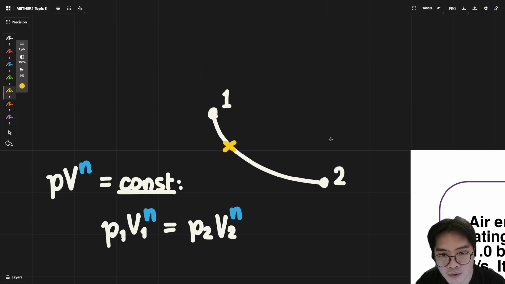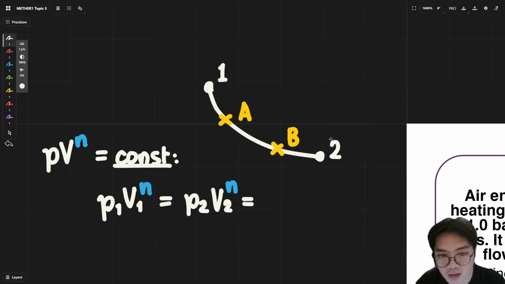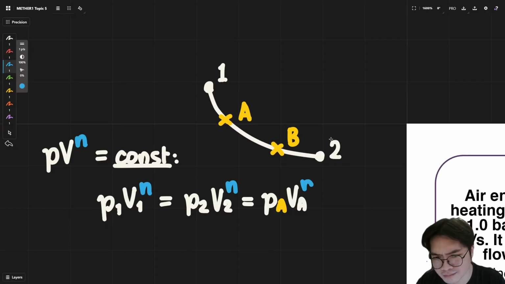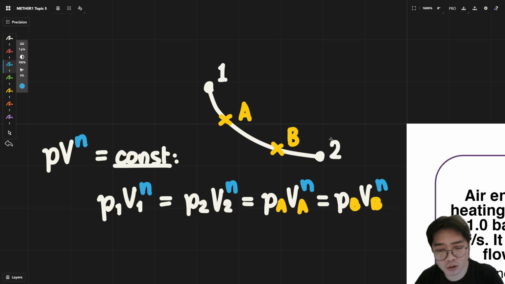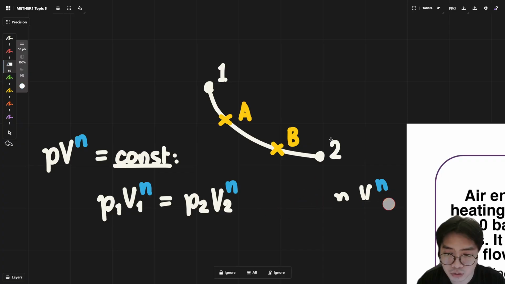Say, for example, we have point A and then point B. They are still going to follow PA VA raised to n, which is a little weird now I think about it, is equal to PB VB raised to n. Anything along this process, because this process is polytropic, will follow that rule in particular.